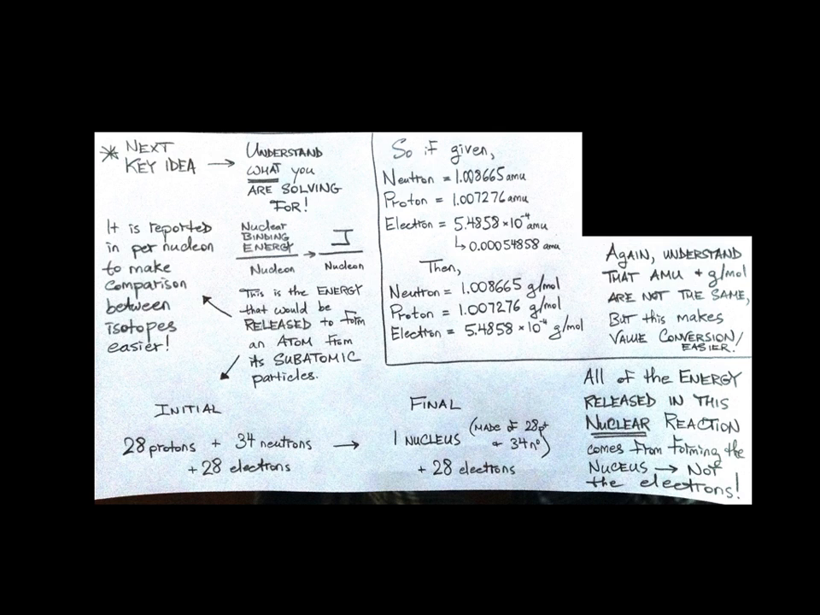So we have the components separate on the initial side, and then on the final side, we have one whole nucleus made of 28 protons and 34 neutrons, plus the 28 electrons that would be bound to that nucleus. Now, another key aspect of this problem is that all of the energy released in this nuclear reaction comes from forming the nucleus, not the electrons. It is not required. We can simply eliminate the 28 electrons on both sides because they won't affect our calculation.